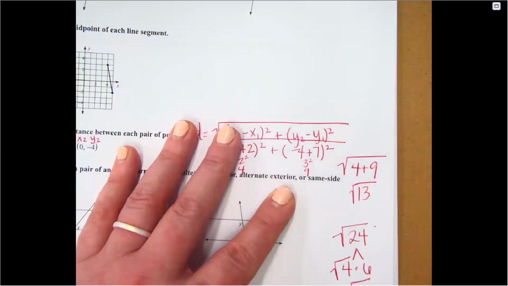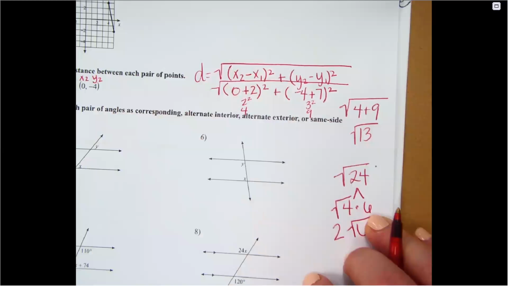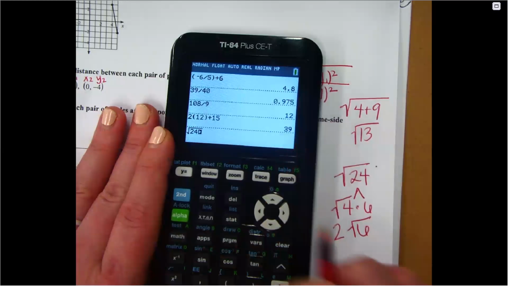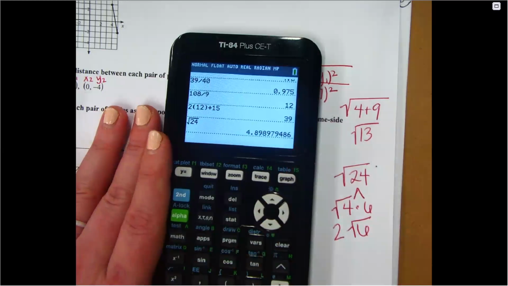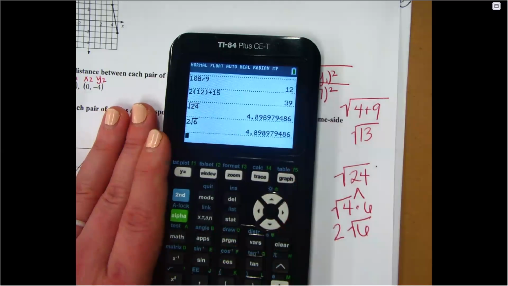If all else fails and you can't figure that out, put them in your calculator. Take your calculator and say the square root of 24 is that decimal, and then take answer choice A or B or whatever, type it in, and see if they give you the same decimal. If they give you the same decimal, you know you have the right answer.